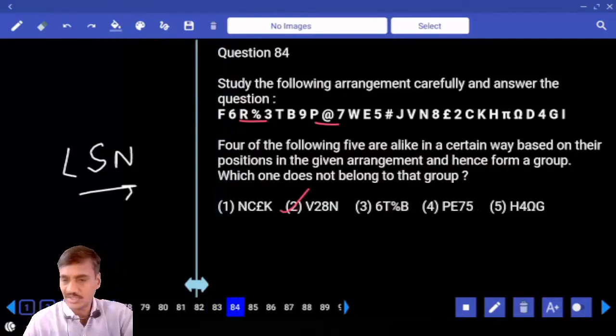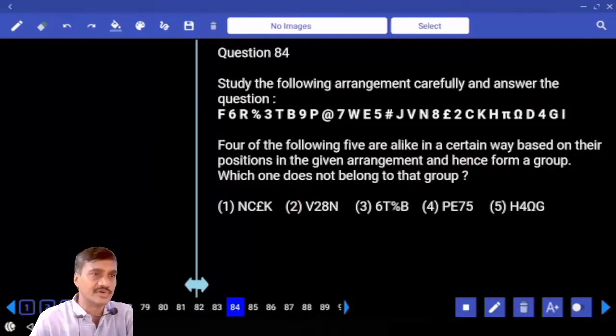Then 84, and 4 out of the following means odd one out. Now in this odd one out, N and C.